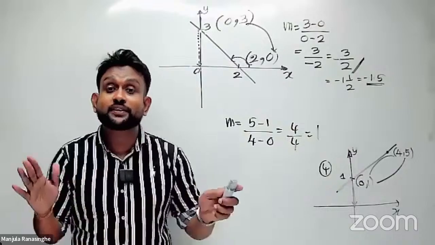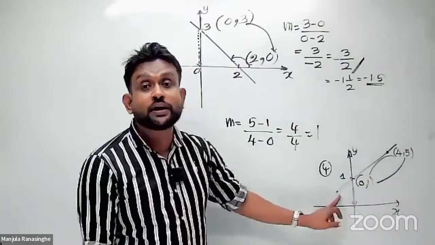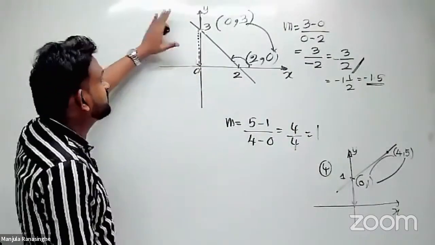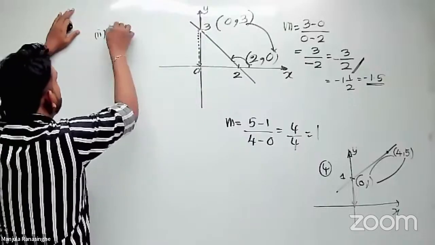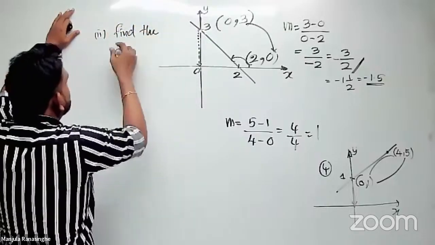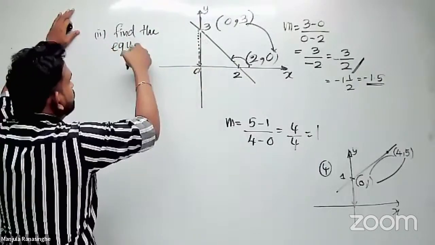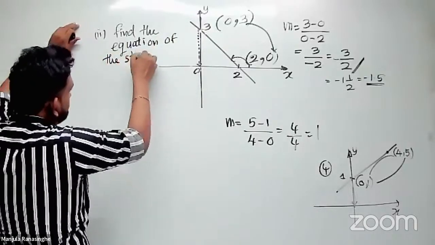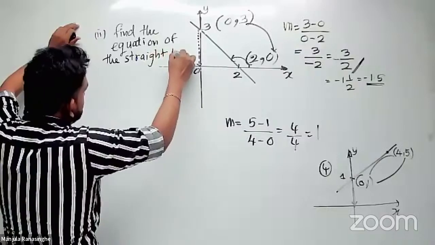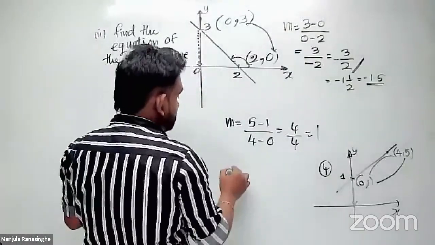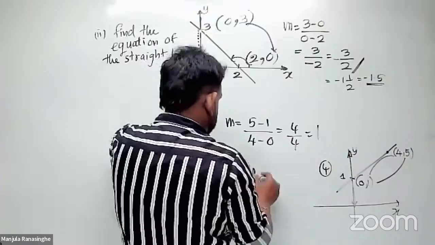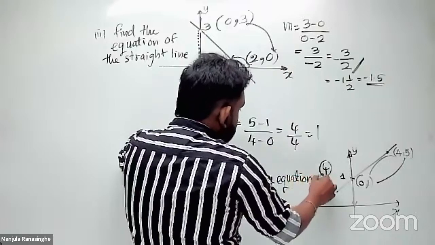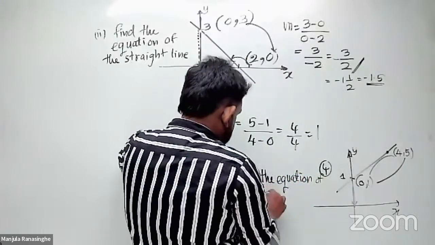Okay, now I expand the equation here. So I ask you to write the equation of the straight line for both. Find the gradient first. Then as part 2, find the equation of the straight line. Write down, for this equation also, below that, find the equation of the straight line. And here also find the equation of the straight line.